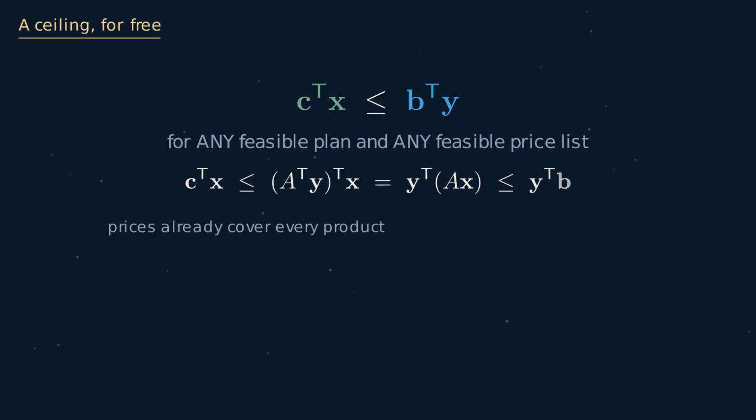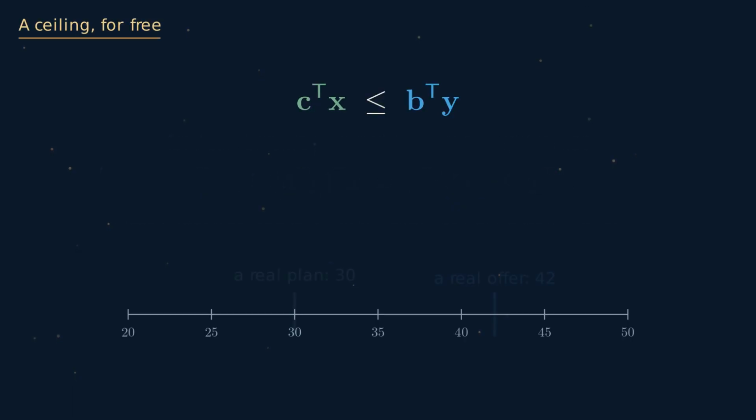Rearrange, and now the maker's rule bites. He never uses more than he has. So the middle quantity is at most the buyer's total bill. Profit under, bill over, always. Watch what that buys you.